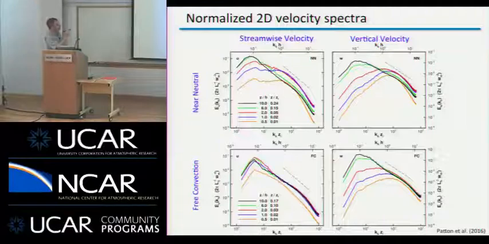So this axis aloft is normalized by canopy height, so this is wave number by canopy height. The axis on the bottom is wave number multiplied by the boundary layer depth. So you can get a feel for where these spectra live.